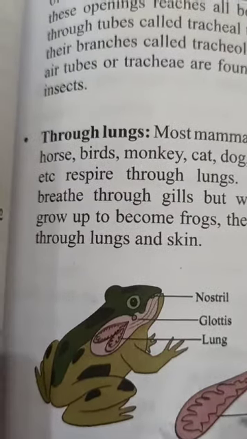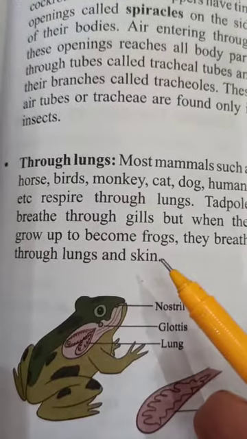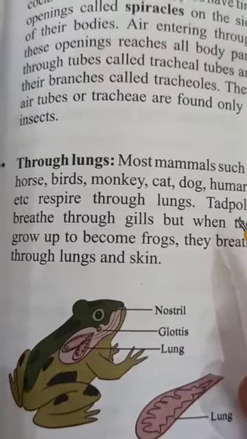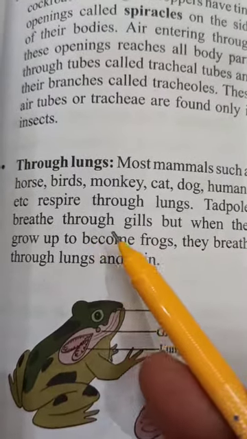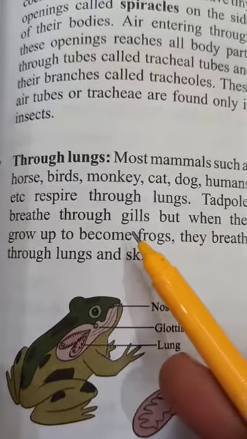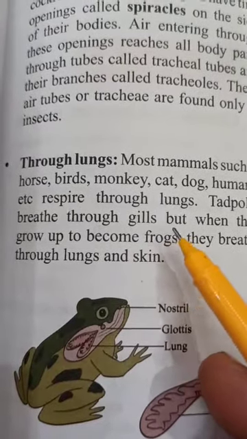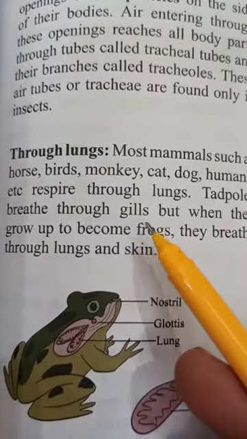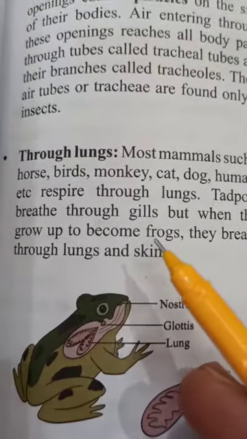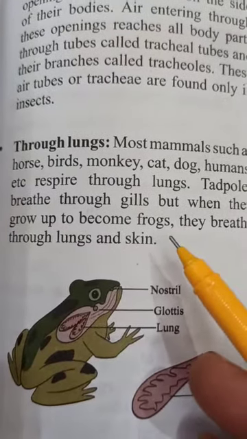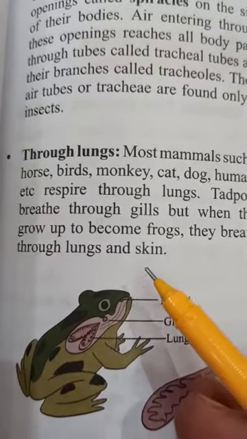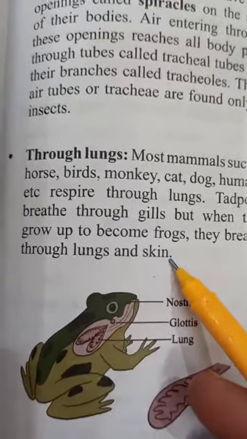And just now I have told you that when frogs are in the tadpole stage or larval stage, at that time they breathe through the gills, because gills are present at that time. But afterwards gills become reduced and stop functioning, and as the frogs become adult, they breathe only with the help of lungs and skin.